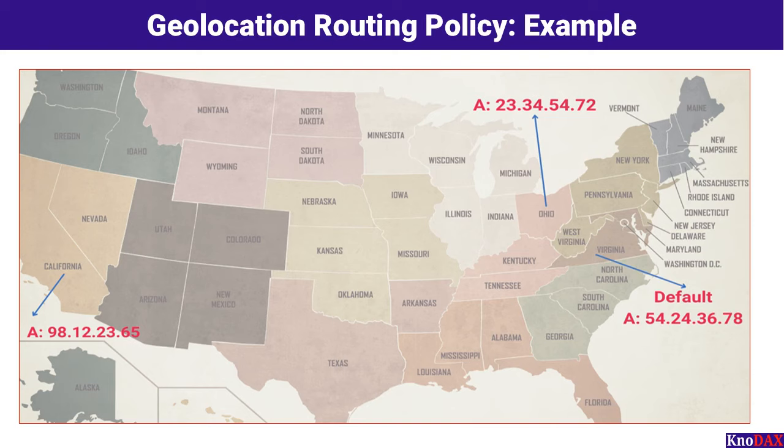For users who are not located in any specified region, Route 53 uses the default record. For example, if a request comes from a location without a matching geolocation rule, traffic is routed to 54.24.36.78. The geolocation routing policy ensures that content is tailored to the user's location, improving performance and enabling features such as localized content delivery or regulatory compliance. Additionally, this policy can be associated with health checks, ensuring that only healthy resources receive traffic.